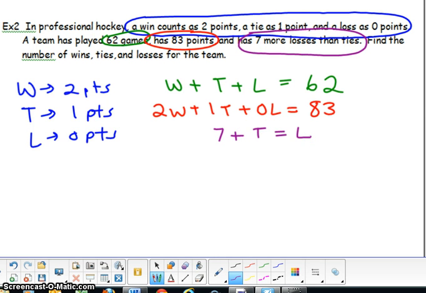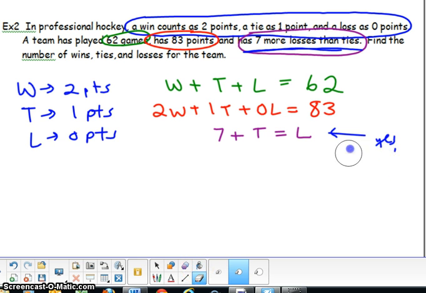Now, if that's not really making sense to you, what I like to do when I look at this type of problem is actually plug in numbers. So what if we had 4 ties, and how many losses would that give you? 11. So look back up to this sentence. Are there 7 more losses than ties? Yes. So I know that I wrote that correctly. Okay, so I'm going to go ahead and get rid of that because that's just a little side note.